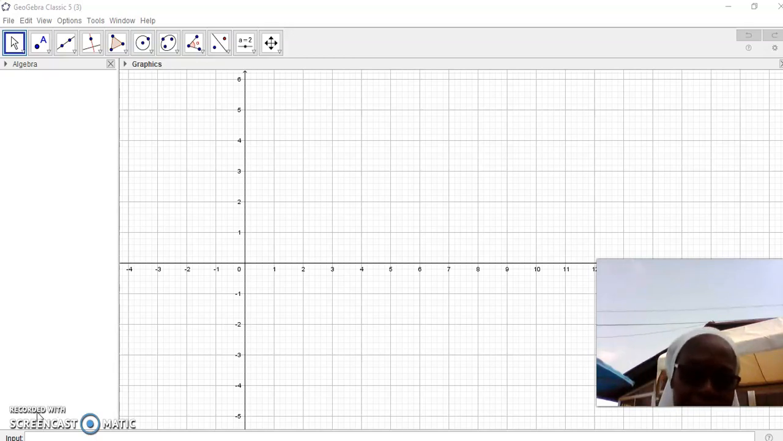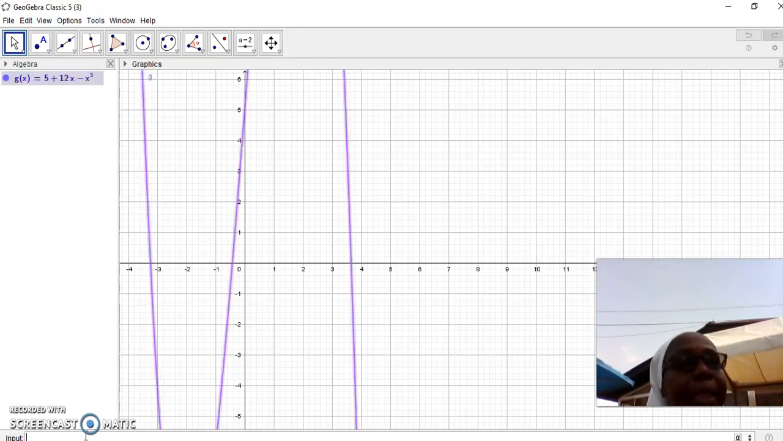the other variable. Now, suppose I have a function such as g of s equals 5 plus 12s minus s cubed. You input this into the input bar and enter. This is what I obtain. This graph is so high up when it comes to the y-axis.